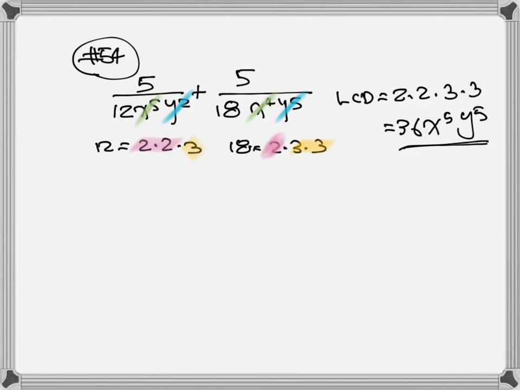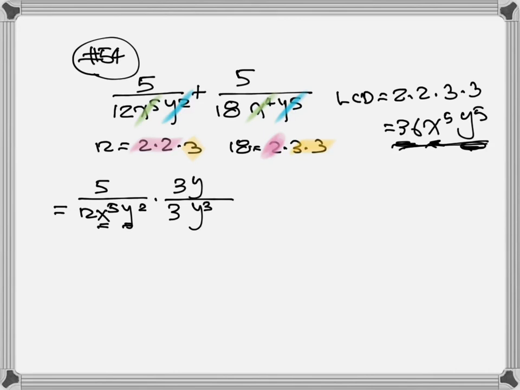Now let's bring down my first fraction. I have 5 over 12 x to the 5th power y squared. Let's look at the denominator. The denominator is going to be 36. I only have 12. So 12 times what? 3, right? That gives me 36. Then I have x to the 5th power already. But y squared, I need to get to y to the 5th power. So I'm missing 3 of them, so it'll be y to the 3rd power. So I'm going to multiply 3 times y to the 3rd power to the top and bottom.